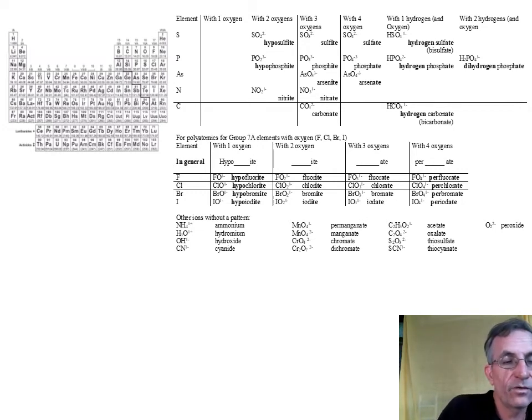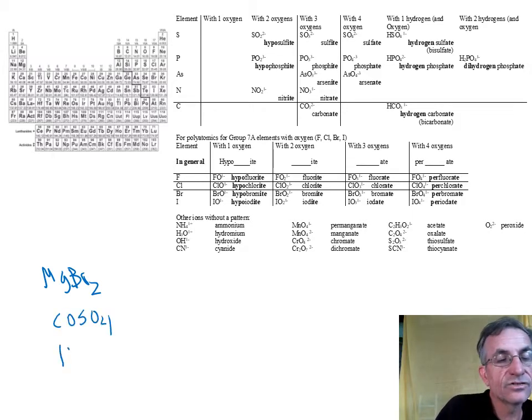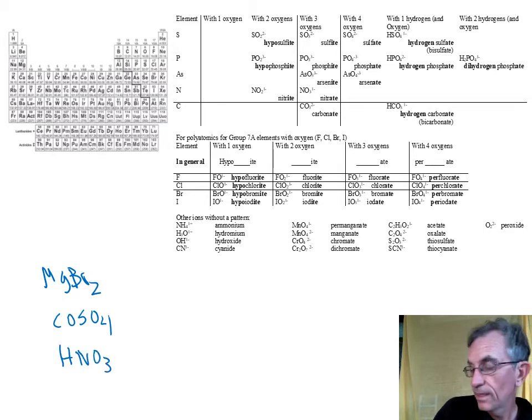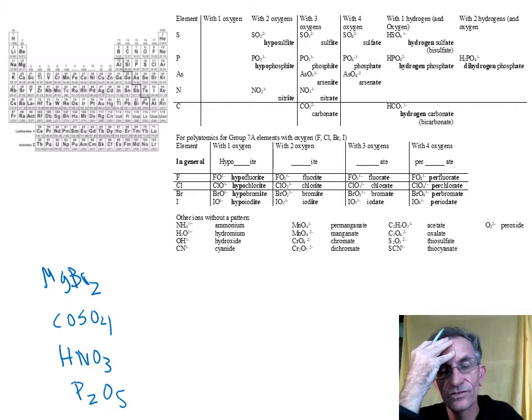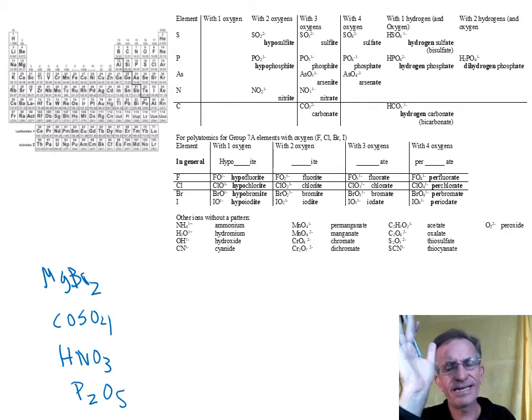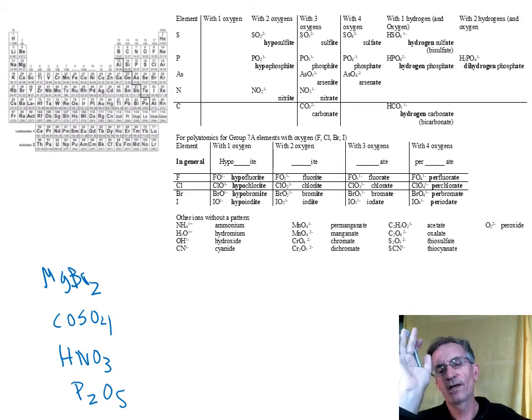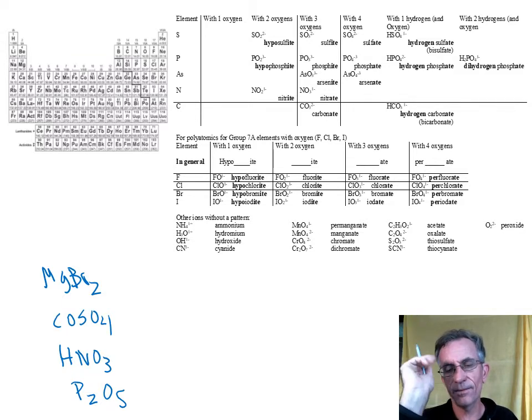So here is a list of formulas. MgBr2, what are we going to call that? And how about CoSO4? And while we're at it, HNO3. And while we're at it, P2O5. All right, so the first thing I want you to do, I'm not even going to try to name these things yet. I want you to figure out the category they're in. What category are they in? If I was you, you might even pause this for a second and see if you can figure it out. When you look at those four formulas, do I have an ionic compound or molecular or an acid?